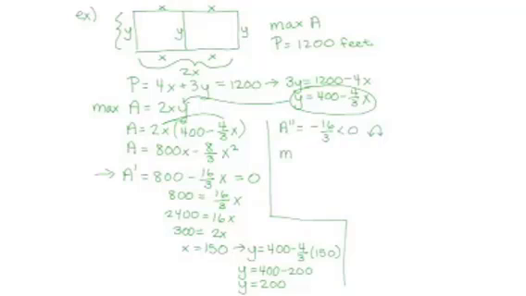the absolute maximum area occurs when each enclosure is 150 feet by 200 feet.